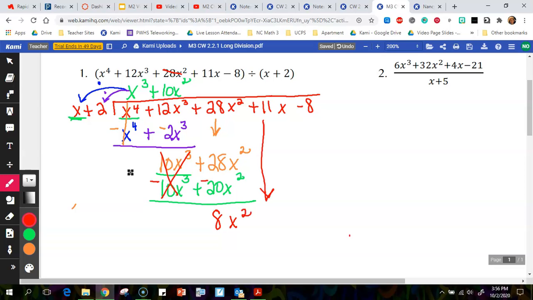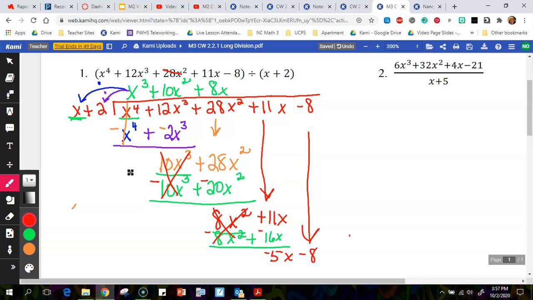Bring down the 11x. I'm writing too big. I'm going to run out of room. Okay, 8x squared. 8x squared divided by x is plus 8x. 8x times x, 8x squared. 8x times 2, 16x. Change them to the opposite. Minus, minus. That cancels. 11 minus 16 is negative 5x. Bring down the minus 8. I might have enough room.